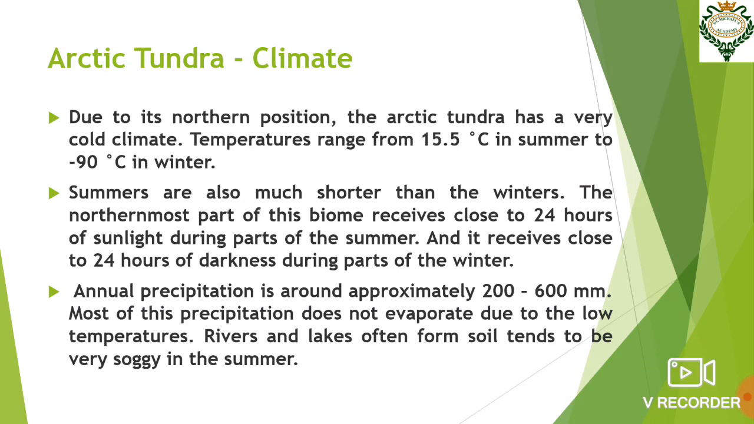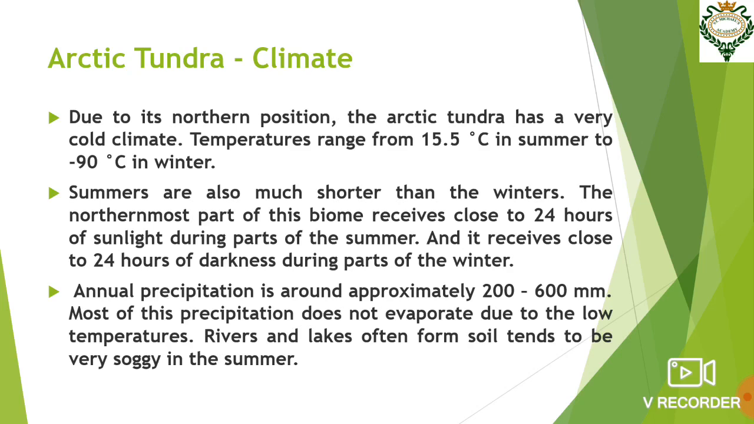Now, how is the climate in this area? Due to its northern position, the Arctic tundra has a very cold climate. Temperature ranges from 15.5 degrees centigrade in summer to minus 90 degrees centigrade in winter. Summers are also much shorter than winters.